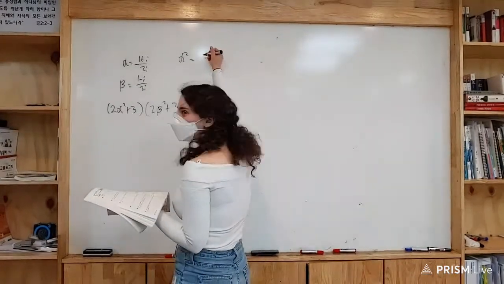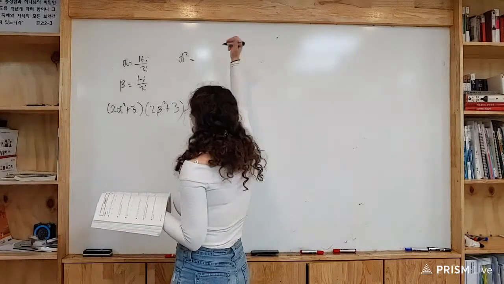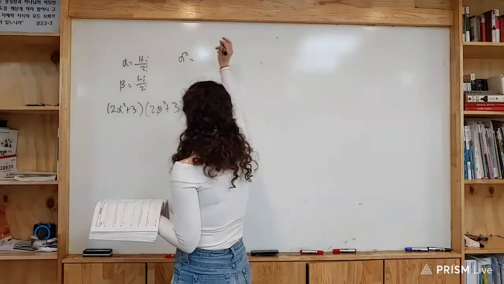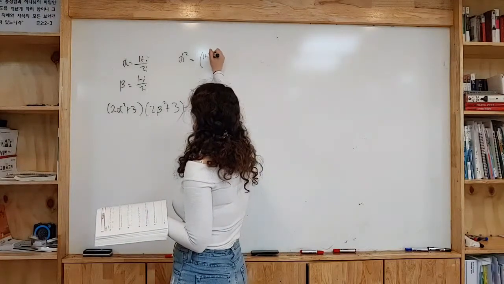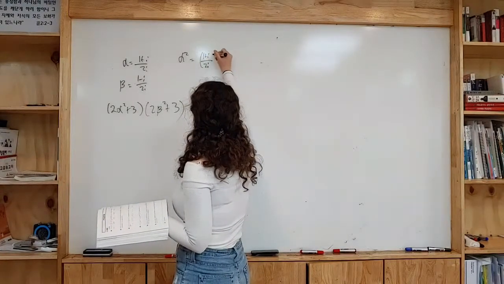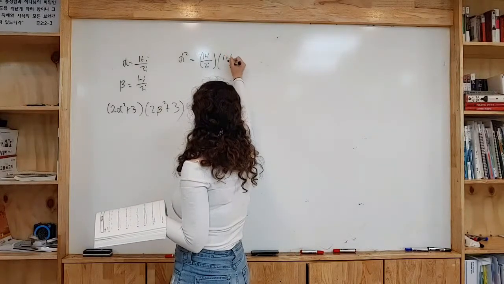So what's alpha squared? It's so complicated. No, this is okay. This is not hard. Okay, so what's alpha squared? It's 1 plus i divided by 2i times 1 plus i.